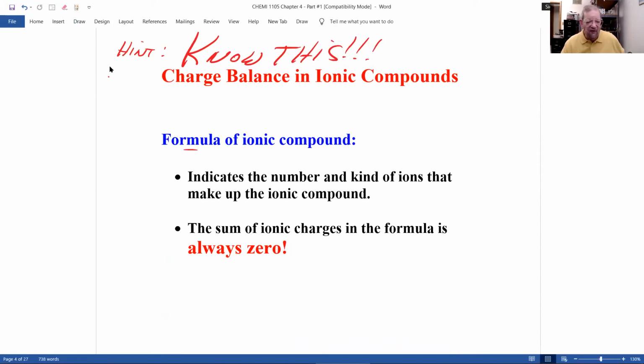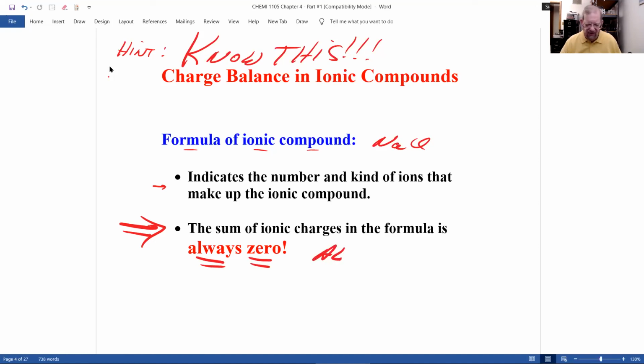When we talk about the formula of ionic compounds, something like sodium chloride, why is there only one sodium and one chloride ion in sodium chloride, NaCl? Please pass the NaCl. Why not 5 sodium and 7 chlorides or something else? Well, this indicates the number and kind of ions. And the most important thing I will teach you today, one of the most important, is the sum of ionic compounds in the formula is always 0.